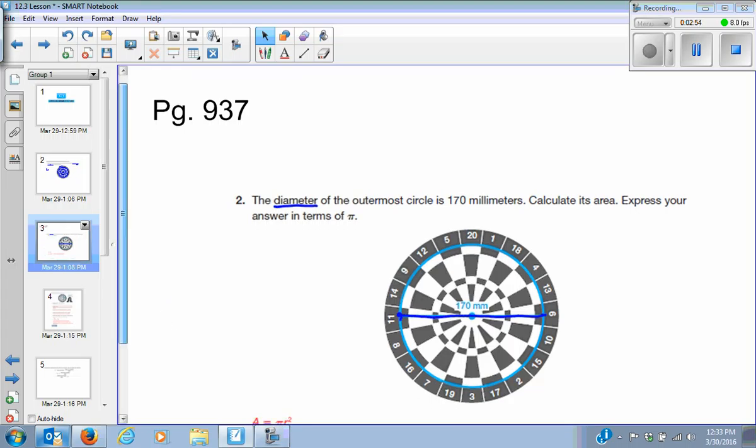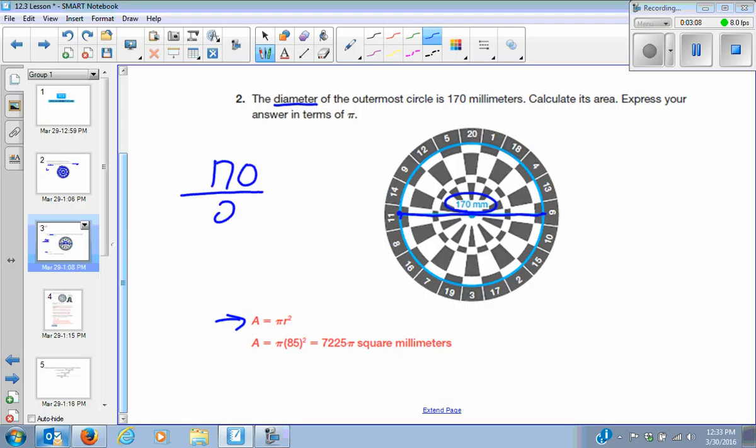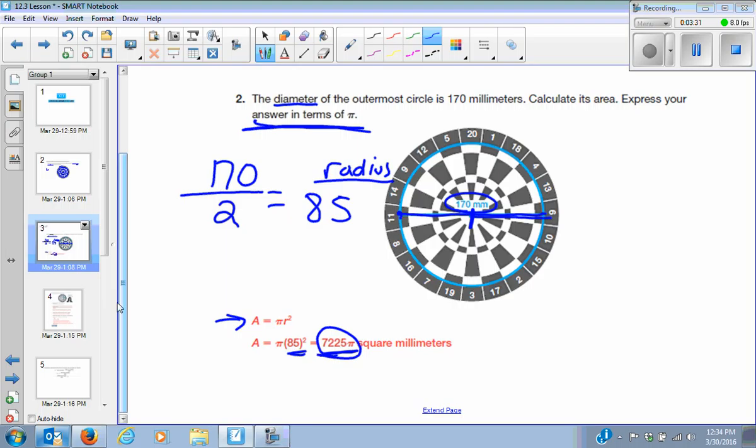So if we were going to do this, if we recall, area equals pi r squared. They did not give us the radius. This is a diameter, but that's okay, because I can just take 170 divided by 2, and that gets me to my 85, which is the radius. Remember, radius is half. It's only from here over. It's half of the diameter. So that's where this 85 came from. You square it. It says express it in terms of pi, which means you do not multiply by pi. The answer would be 7,225 pi. So you leave that pi there.